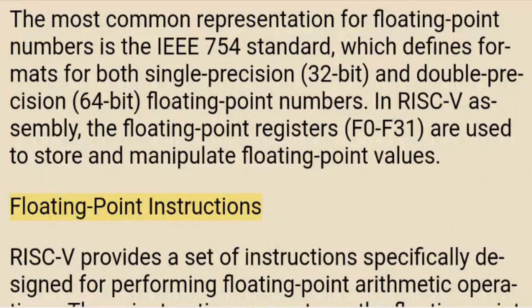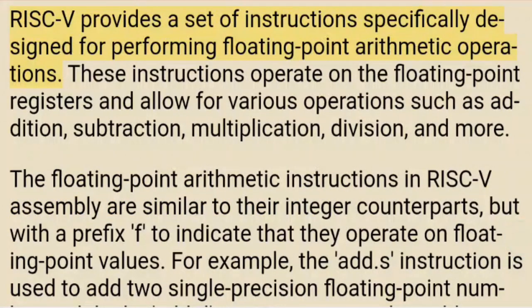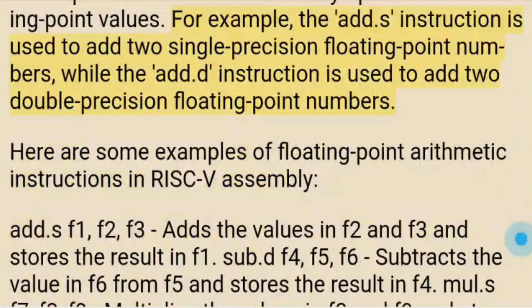Floating point instructions. RISC-V provides a set of instructions specifically designed for performing floating point arithmetic operations. These instructions operate on the floating point registers and allow for various operations such as addition, subtraction, multiplication, division, and more. The floating point arithmetic instructions in RISC-V Assembly are similar to their integer counterparts, but with a prefix, f, to indicate that they operate on floating point values. For example, the fadd.s instruction is used to add two single precision floating point numbers, while the fadd.d instruction is used to add two double precision floating point numbers.